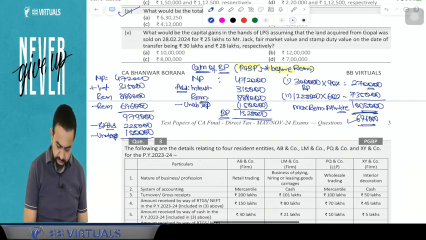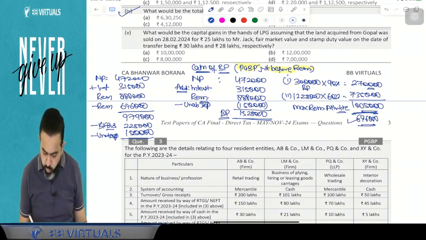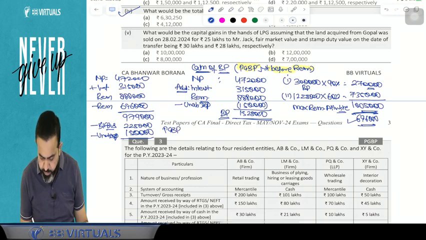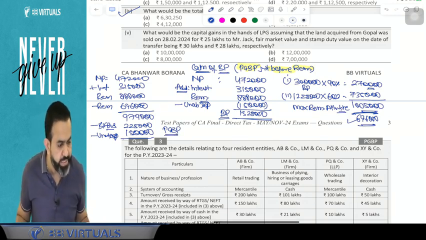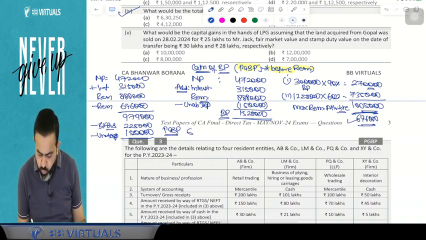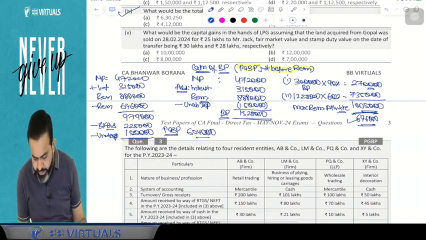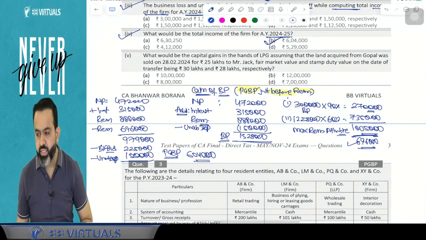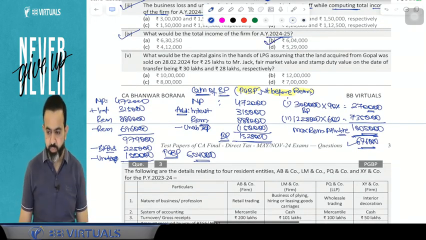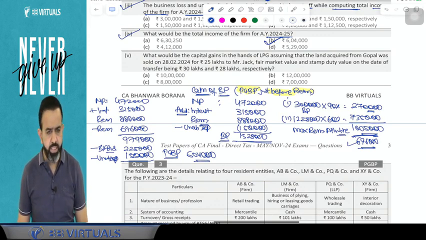So 979 minus 2,25,000 minus 1,50,000. It comes to 6,04,000, which is your PGBP income. So PGBP income, or you can say total income, as you don't have any other income. So here guys, 6,04,000 is your right answer. This 6,04,000 will be treated as your income. So here B is the correct answer, 6,04,000.